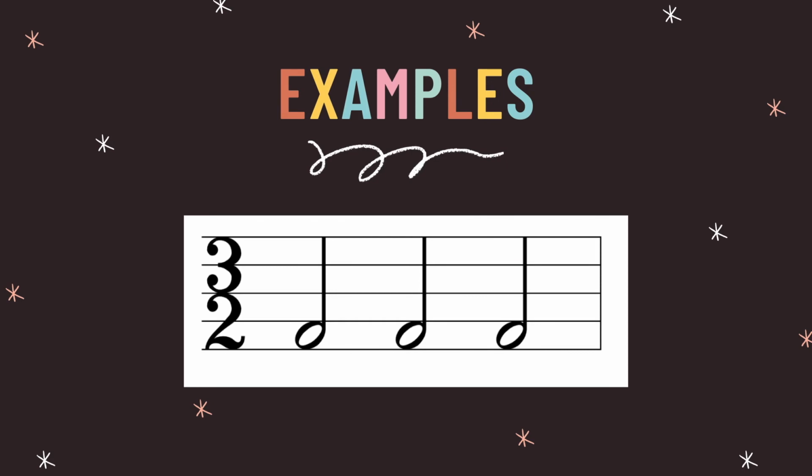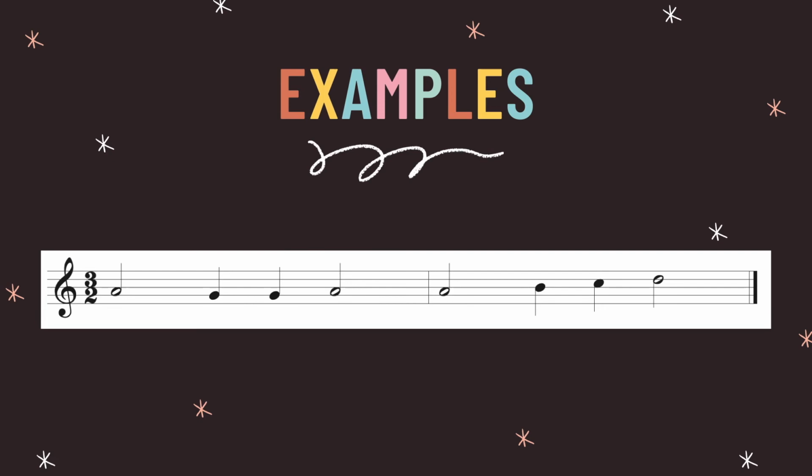Here we have an example of 3/2 time. That means there are 3 counts in each measure, and the half note receives one count. Here is an example of 3/2 time. There are many more time signatures than these examples given.